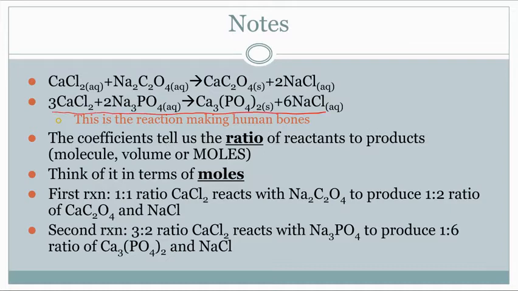So the coefficients tell us the ratio of the reactants to products, molecules, volume, or moles. So this also could be molecules. So 3 formula units of calcium chloride react with 2 formula units of sodium phosphate to produce 1 formula unit of calcium phosphate and 6 formula units of sodium chloride. You could look at it in terms of that, or 3 liters of calcium chloride react with 2 liters of sodium phosphate to produce 1 liter of calcium phosphate and 6 liters of NaCl.